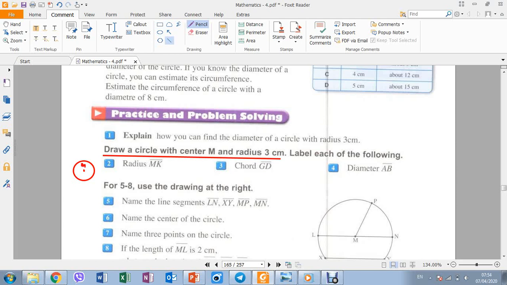After that, this is M, point M. And now I draw a line segment. Okay, this is the radius. And this is point what? K. This means radius MK. Chord GD. I draw another. I can show them on this one, or I draw another one.